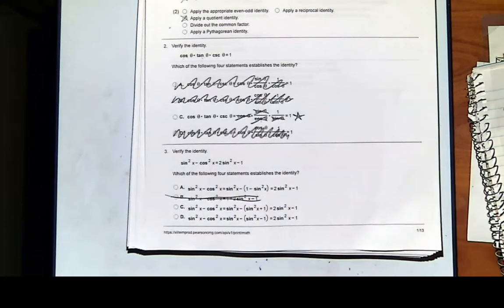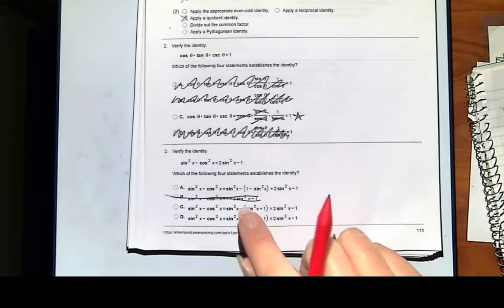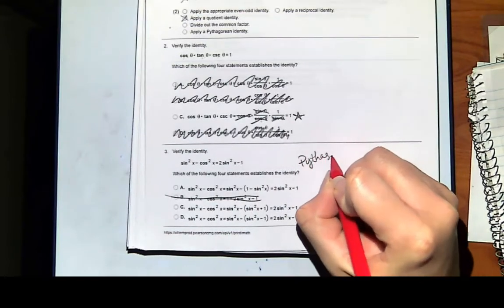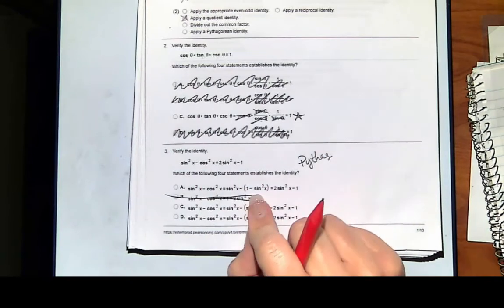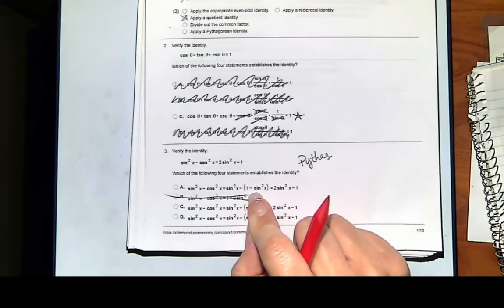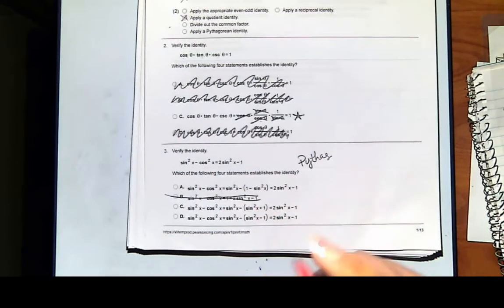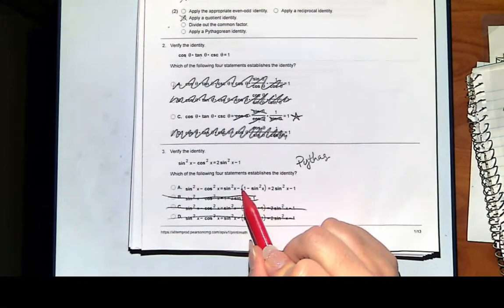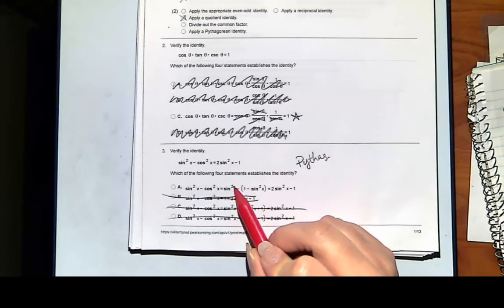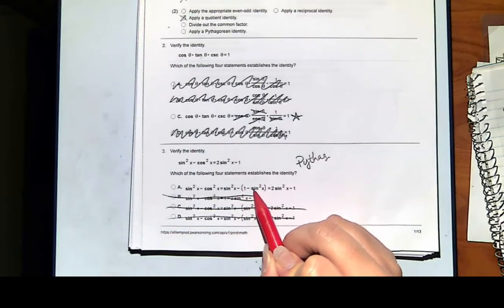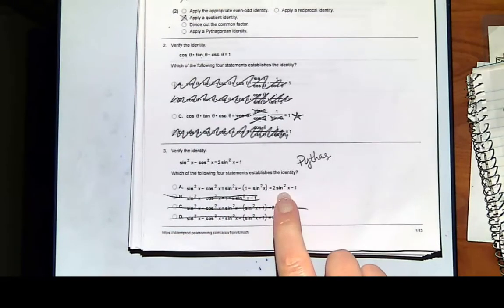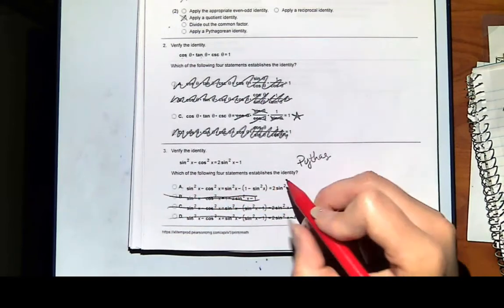So what's the valid answer? My valid answer is going to be using Pythagorean identity. I know that cosine squared is the same thing as 1 minus sine squared. So there's my 1 minus sine squared. So these 2 just got knocked out. So that's going to be that one right there. Well, now if you distribute this negative, I'll end up with sine squared minus 1 plus sine squared. Well, a sine squared and another sine squared is 2 sine squareds. So it must be A.